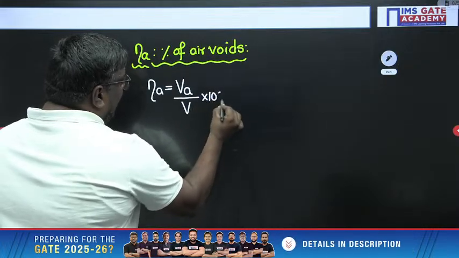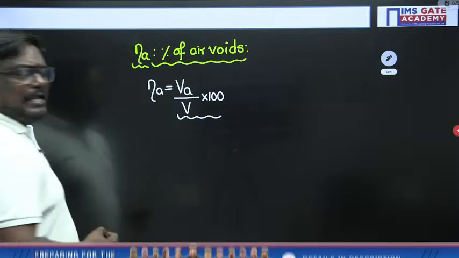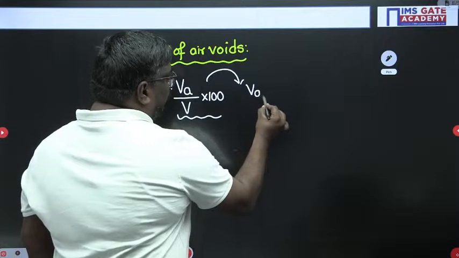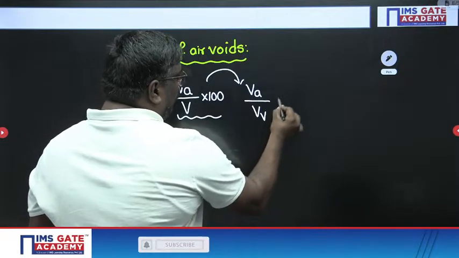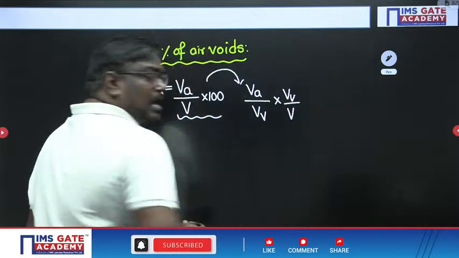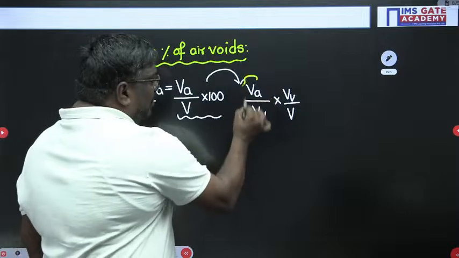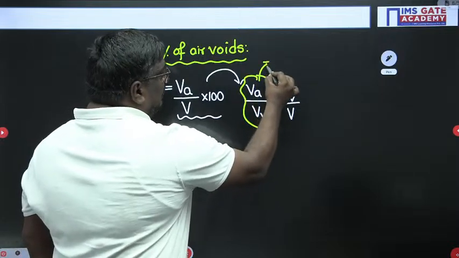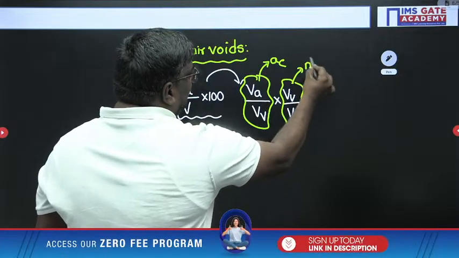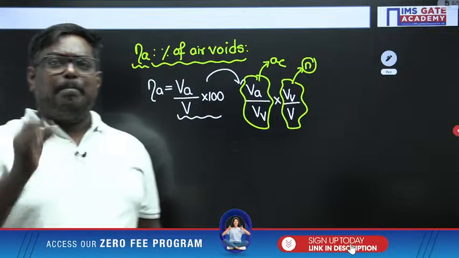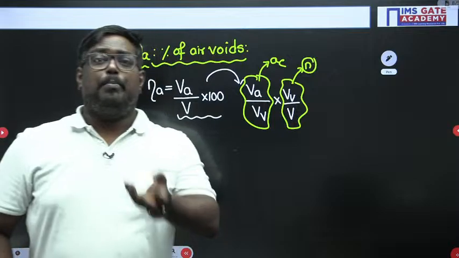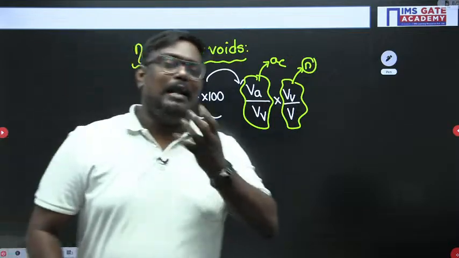So, my dear students, na, percentage of air voids, can be written as volume of air upon total volume into 100. And if you know the basic mass, I can replace this equation: I will just multiply with volume of voids and divide with volume of voids to develop a relation between porosity and also the air content. Now, what do you mean by volume of air by volume of voids? This is nothing but air content. And what do you mean by volume of voids by total volume? It is nothing but porosity. So, my dear students, please keep a note of this. Percentage of air voids can be written as the product of the porosity and the air content.